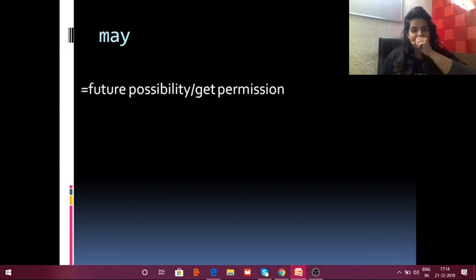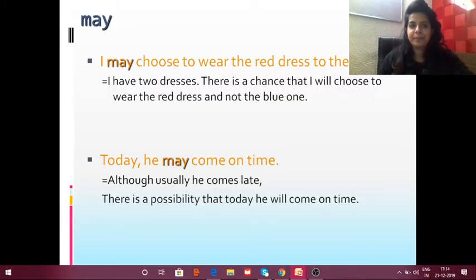Okay. Sorry. So the next one is may. Now, may talks about future possibility, or we use may to get permissions, such as I may choose to wear the red dress to the party. I have two dresses. What is the implication? There is a chance that I will choose to wear the red dress and not the blue one. Or I have three dresses, I have four. It means I have more than those number of dresses, right?